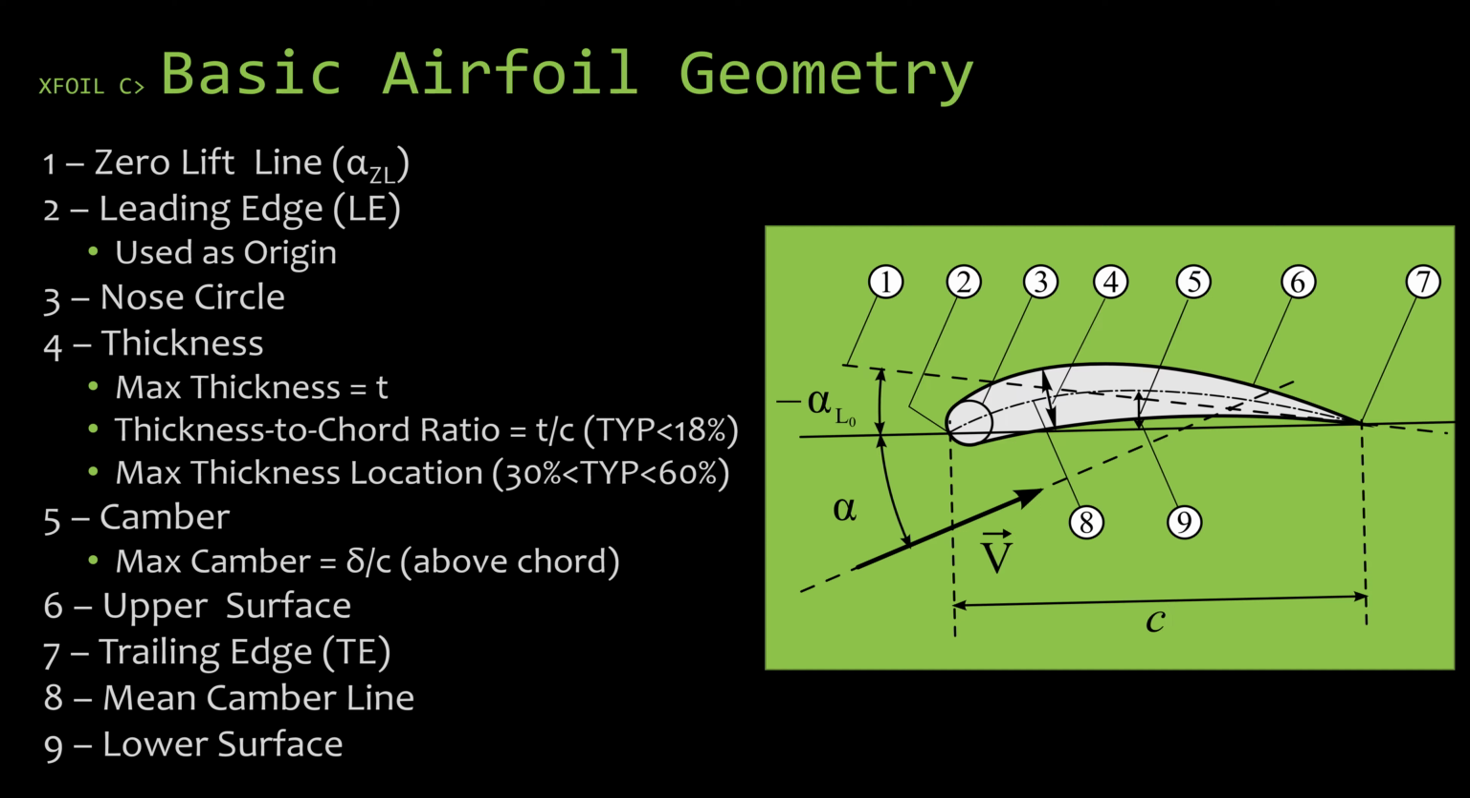So when you deal with a file for Xfoil that has an airfoil shape, usually it's a list of coordinate pairs that has the x value of the location on the chord and the y value that is either the distance to the upper surface or the lower surface. So that leading edge is important because it's used as the origin for this coordinate system.